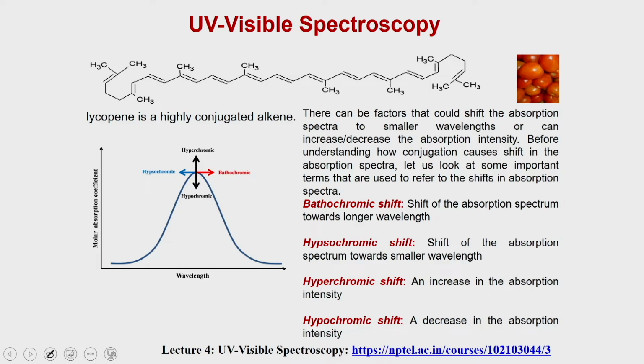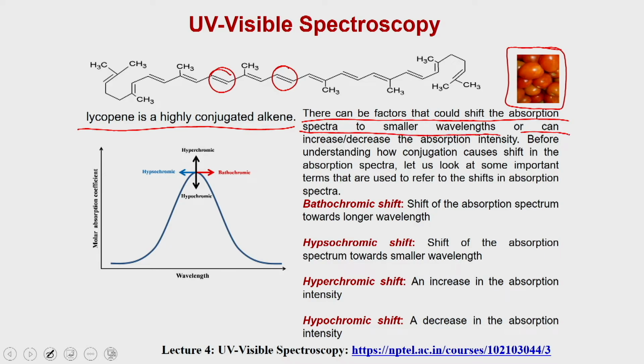Let us take an example. This is a simple example of lycopene, which is a highly conjugated alkene. What you see is a double bond conjugated molecule, and lycopene is the natural product present in the tomato for its red color. Because of this highly conjugated alkene-like structure, there are factors which can shift the absorption spectra to a smaller wavelength, or can increase or decrease the absorbance intensity.